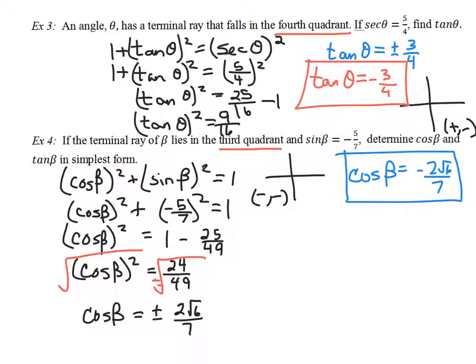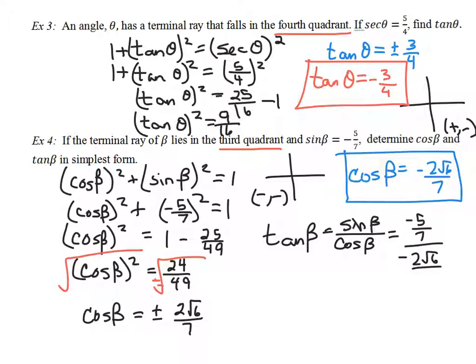So there's one answer. Now, recall that to get tangent, all I'm going to do is say that tangent is equal to sine divided by cosine. So now that I have both of those answers, let's do that division. So the sine is negative 5/7. The cosine is negative 2 root 6 over 7. So let's do that keep change flip. So negative 5/7 multiply by the reciprocal, 7 over negative 2 radical 6.